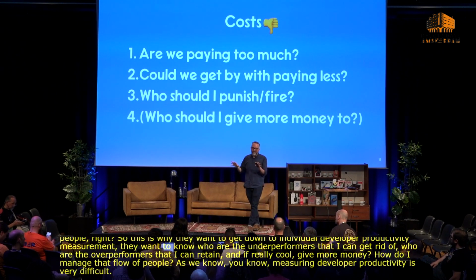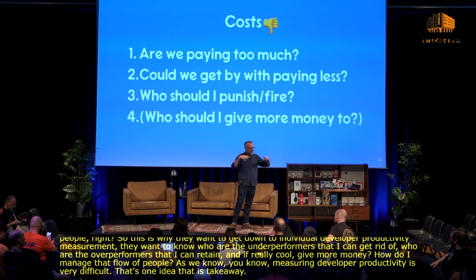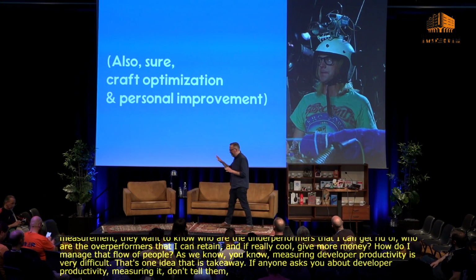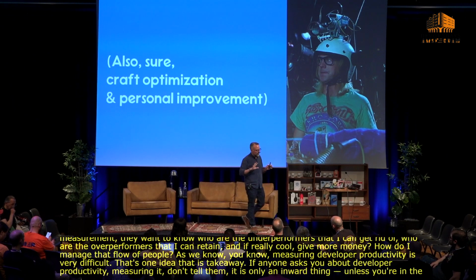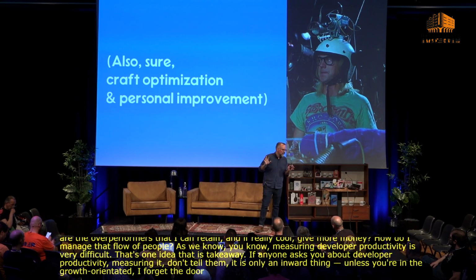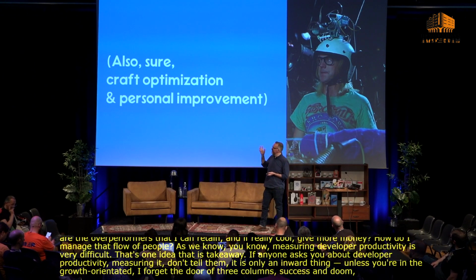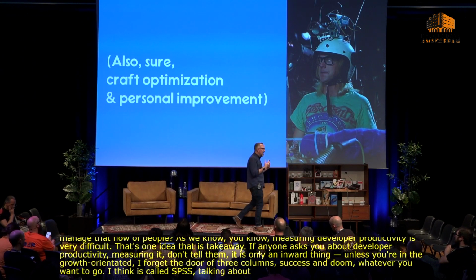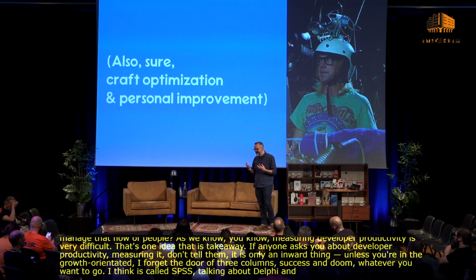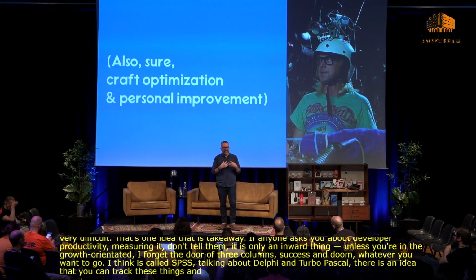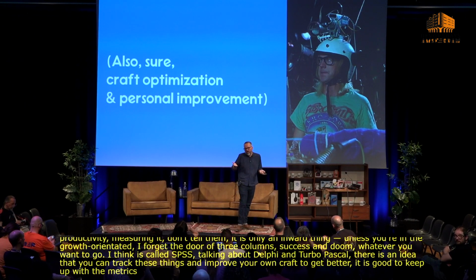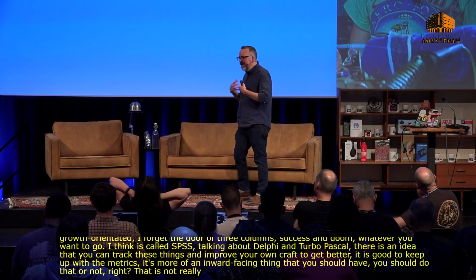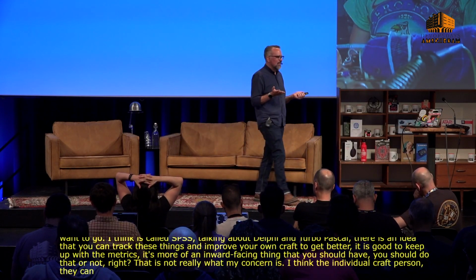If anyone asks you about measuring developer productivity, don't tell them. It's only an inward-facing thing that you want to focus on, unless you're in the growth-oriented column of the three columns of success and doom, depending on which way you go. If you're in a cool place, talk about it all the time. And then, of course, I think it was called SPSS. If we were talking about Delphi and Turbo Pascal from that era, there was this idea that you can track these things to improve your own craft and get better, right? It's good to keep up with those metrics, but that's more of an inward-facing thing, which is great. You should do that, or not, right? But that's not really, as you can tell, what my concern is. I think the individual craftsperson can metric and do things on their own, and it'll be pretty much cool.